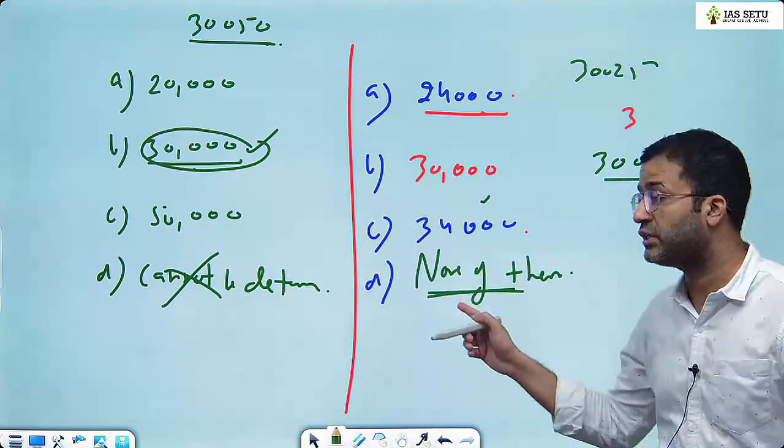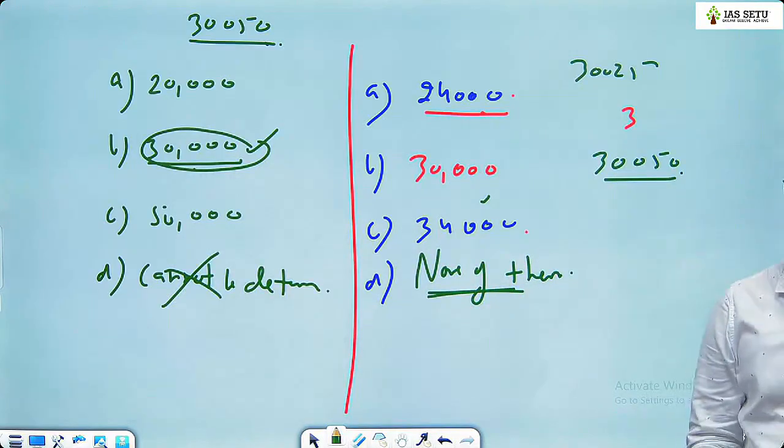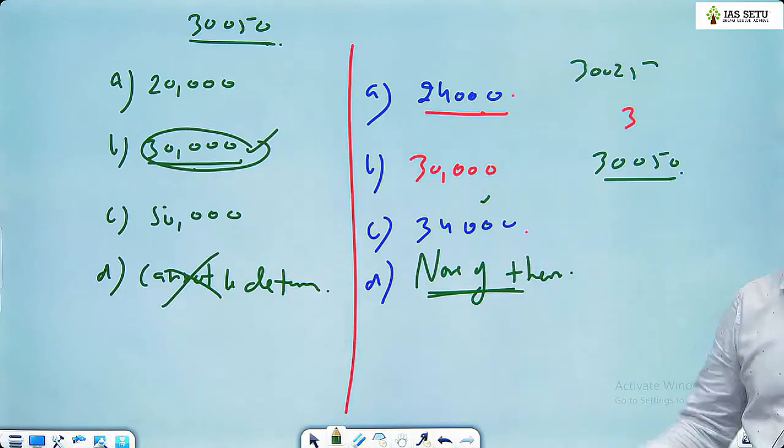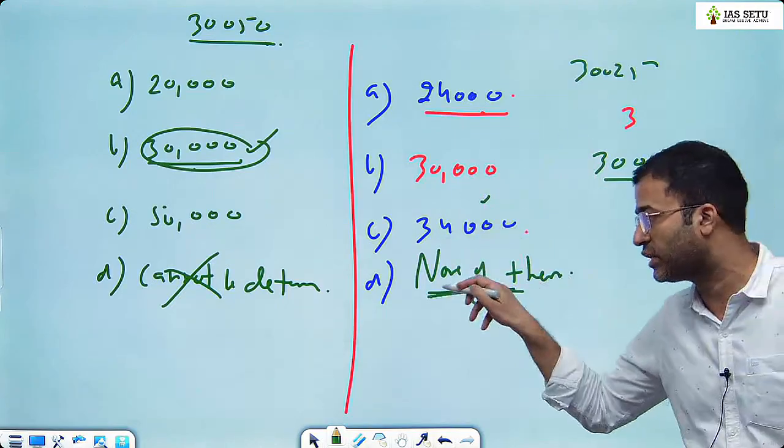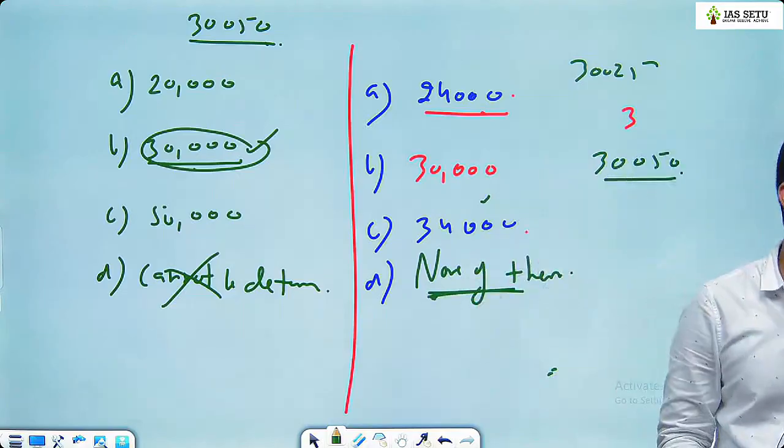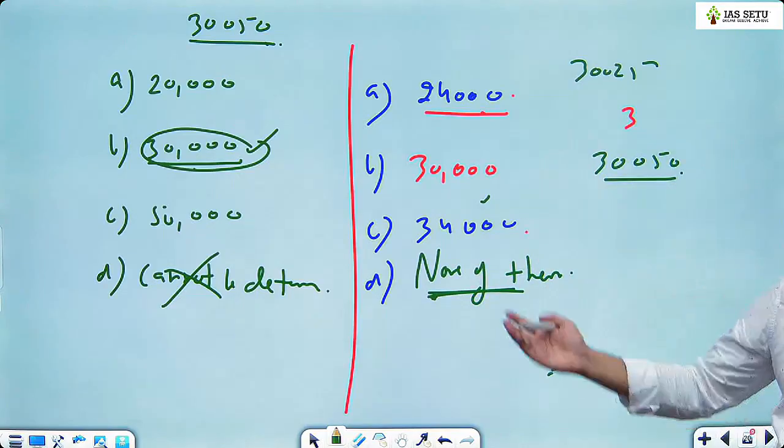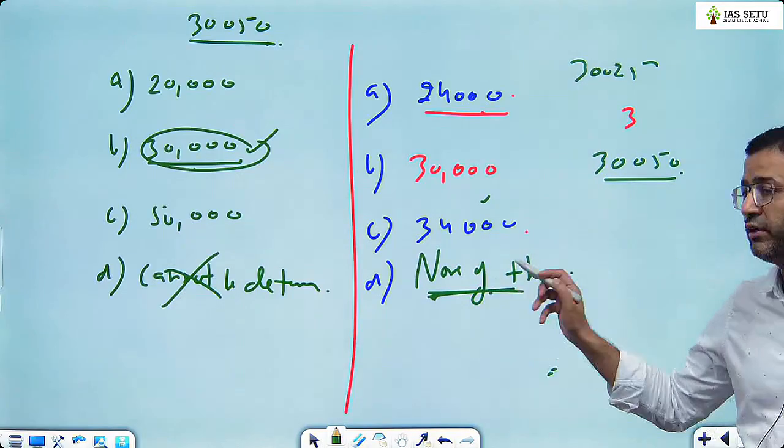But if one of the answer option given none of these, then value near to 30,000 will never be considered as 30,000 because all the value near to 30,000 will come under D. None of this. 30,010 is also D. So then D will be the answer.